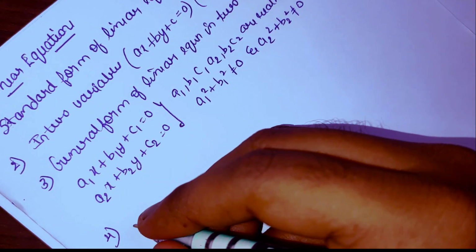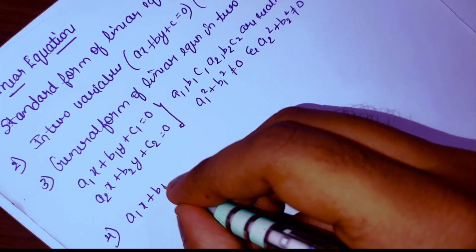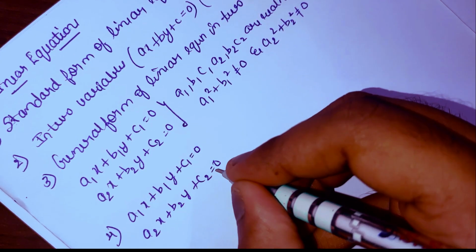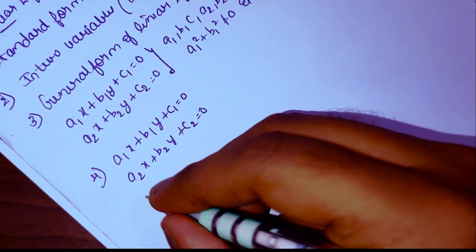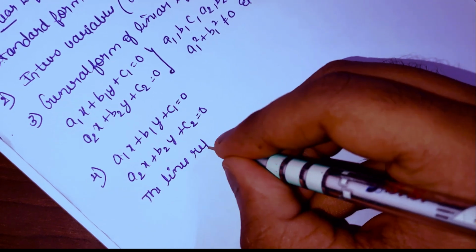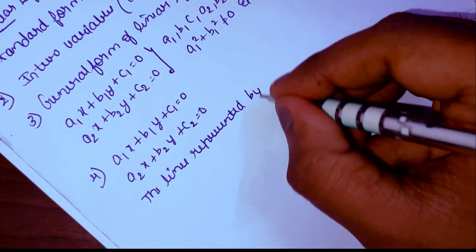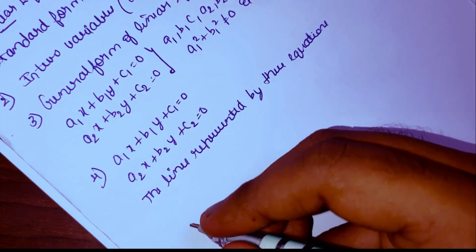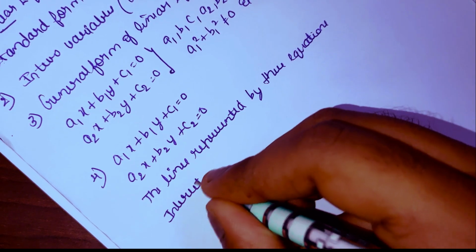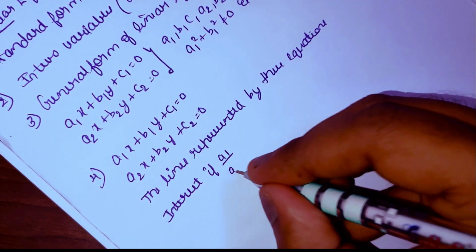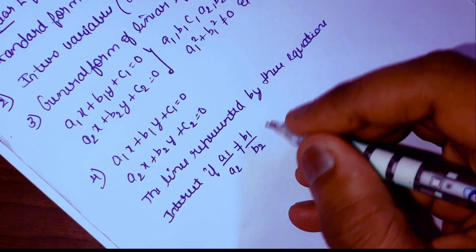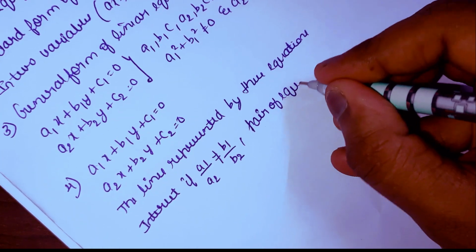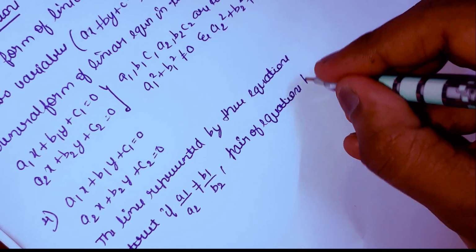And we will see the conditions for the lines. If they are given two equations, a1x plus b1y plus c1 equal to 0 and a2x plus b2y plus c2 is equal to 0, the lines represented by these equations intersect if a1 by a2 is not equal to b1 by b2, and we say that this pair of equations has unique solution.